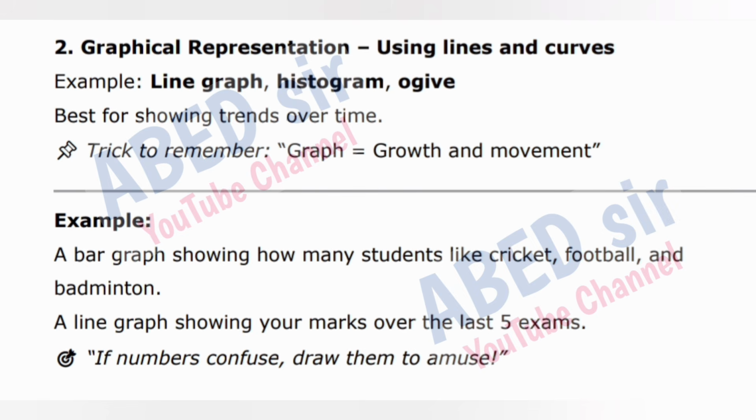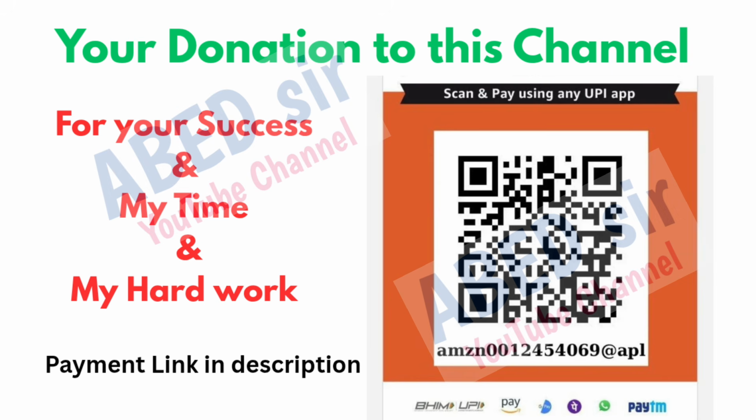Example, a bar graph showing how many students like cricket, football, and badminton. A line graph showing your marks over the last 5 exams. If numbers confuse, draw them to amuse. Next unit 1. Important long questions.